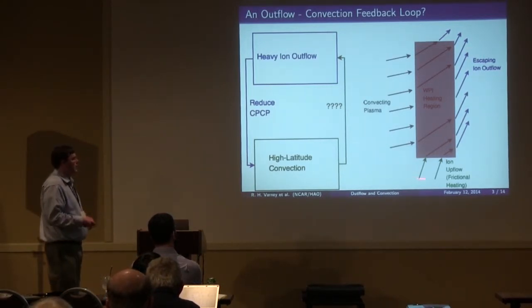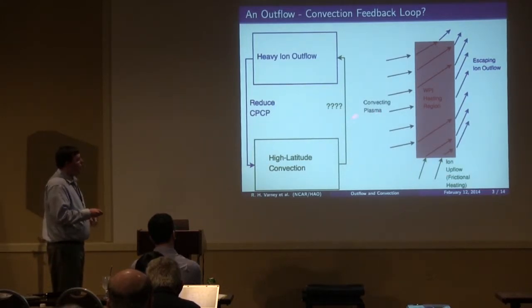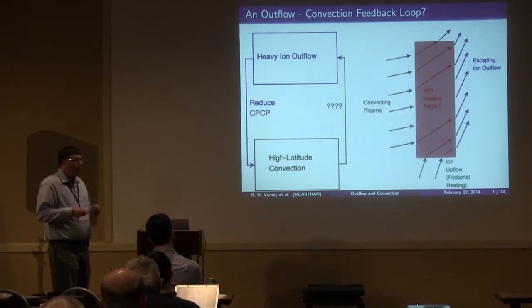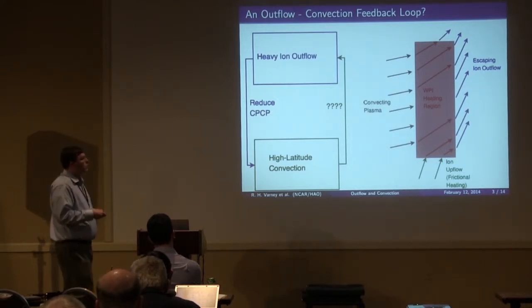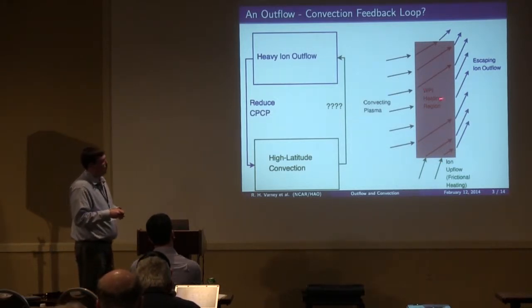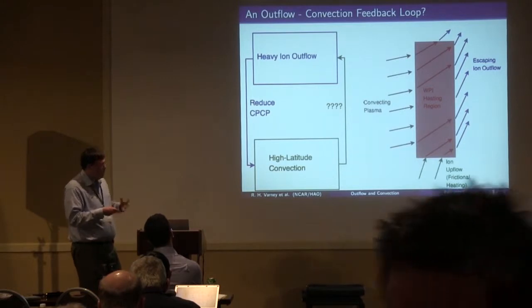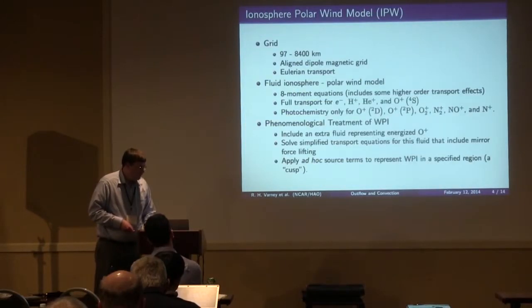Plasma can get into that region by upflowing from below, driven by frictional heating and other processes, or by convecting in from the day side. When you reduce the convection speed, you reduce this flux in, and you reduce the frictional heating, so you'd expect this flux to decrease. However, when you decrease the convection speed, you also increase the amount of time a particle dwells in this heating region, and thus it can acquire more energy as it goes across. So there are possibly multiple competing effects going on.